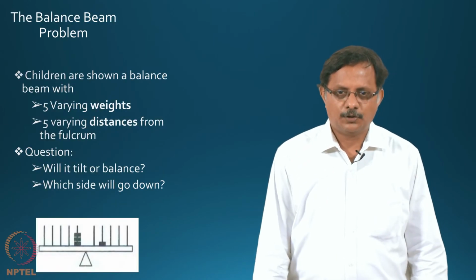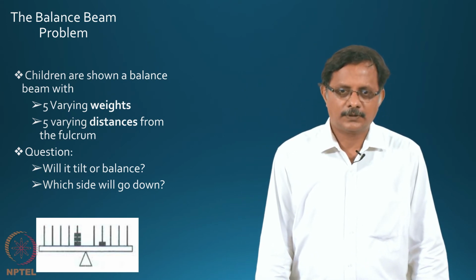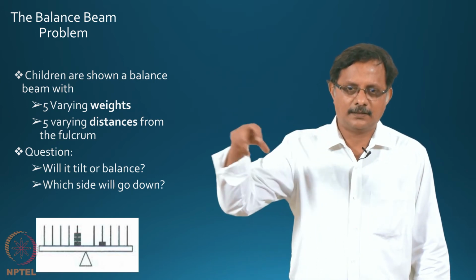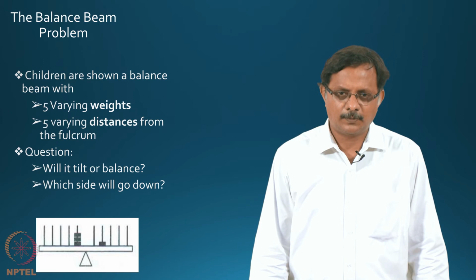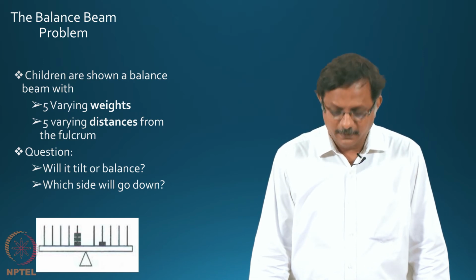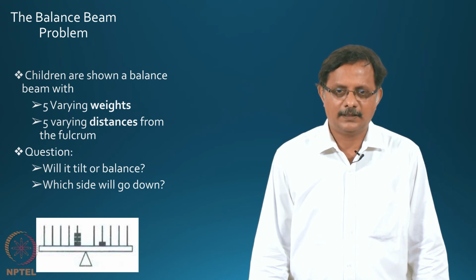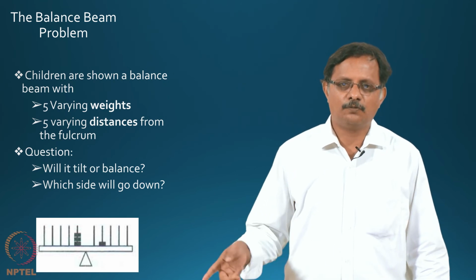So, this was put to experiment in a study called the balance beam problem. In this study, the children are shown pictures of a balance which has certain weights placed at certain distances. There are 5 different weights and 5 varying distances from the fulcrum. If you look at a configuration like this in the figure, you need to determine whether the balance will tilt or remain horizontal, and which side will go down.